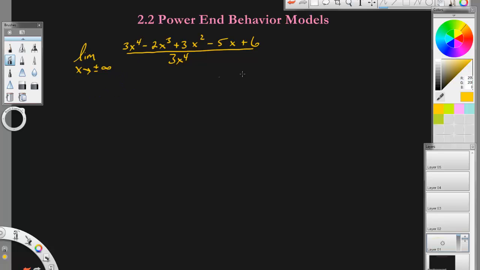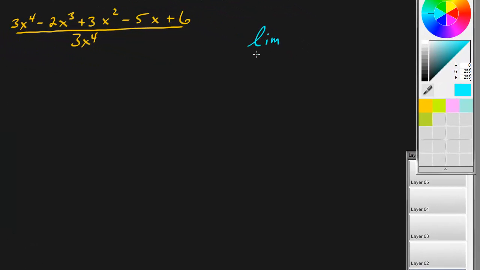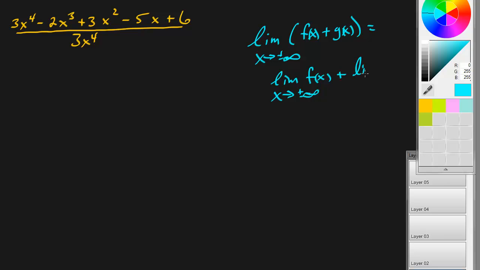And the first one is the sum and difference rules, which I'm going to put over here in bright blue. If you don't know this, the limit as x goes to plus or minus infinity of a function, say f of x plus g of x, is equal to the limit as x goes to plus or minus infinity of f of x plus the limit as x goes to plus or minus infinity of g of x.